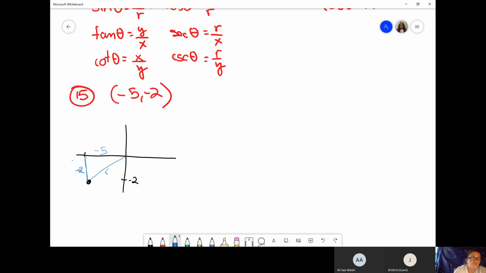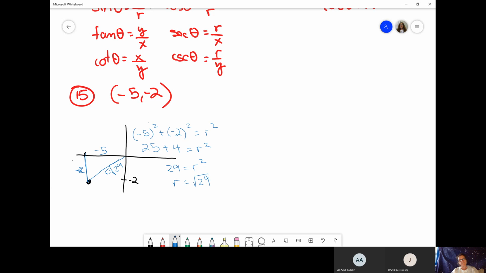Now we have to find r. Pythagorean theorem: -5 squared plus -2 squared equals r squared. So 25 plus 4 in this case equals r squared. 29 equals r squared. That makes the radius the square root of 29.